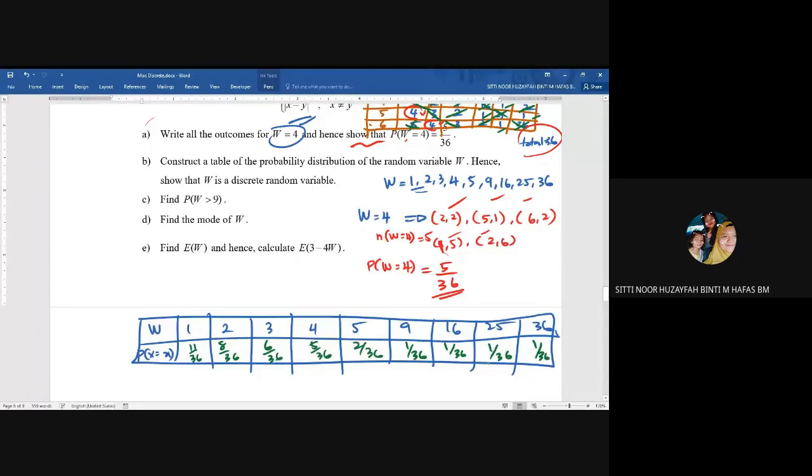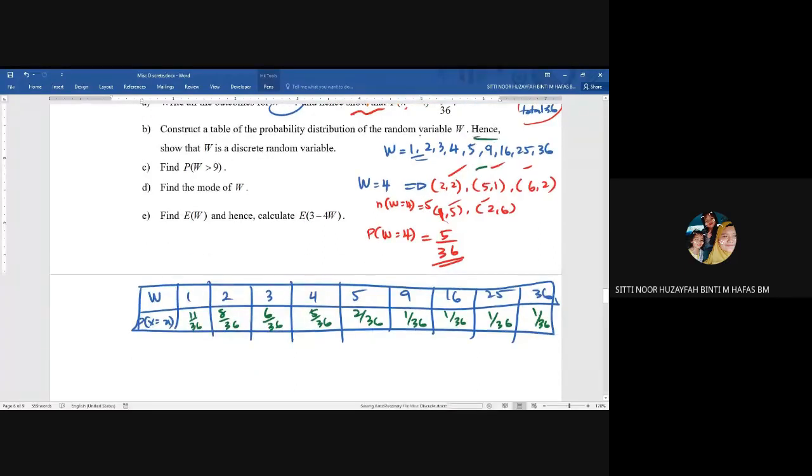So we can just total everything, to check whether it is equal to 1 or not. So 11, 8, 19, 25, 30, 32, 33, 34, 35, 36. 36 out of 36 will be 1. Okay, so this is our table. Now the next question, hence show that W is a discrete random variable. So we just have to show that the total probability of W is equal to 1. So you total everything.